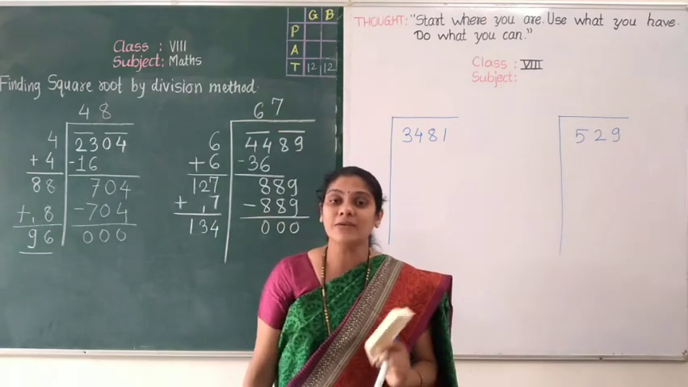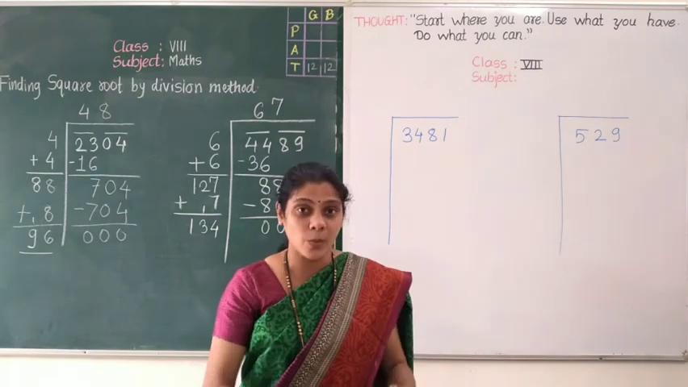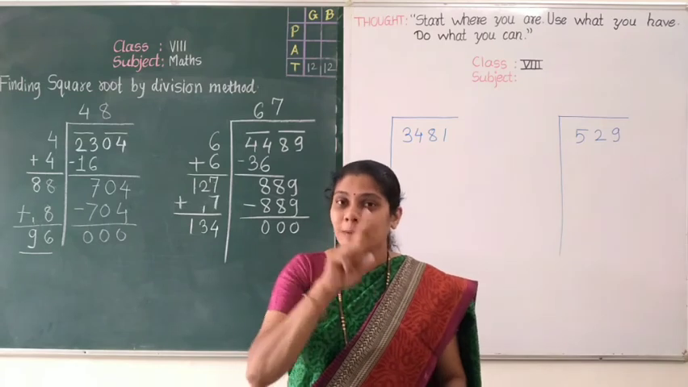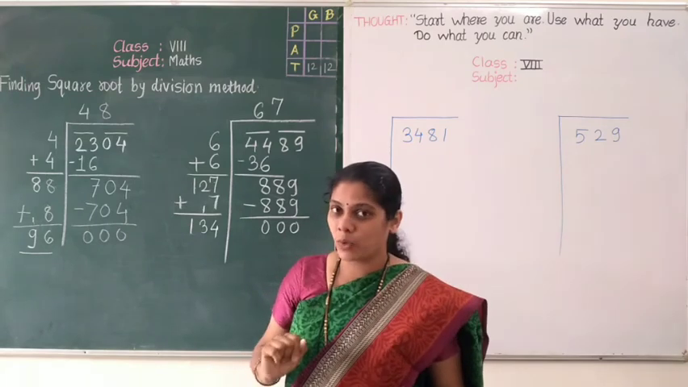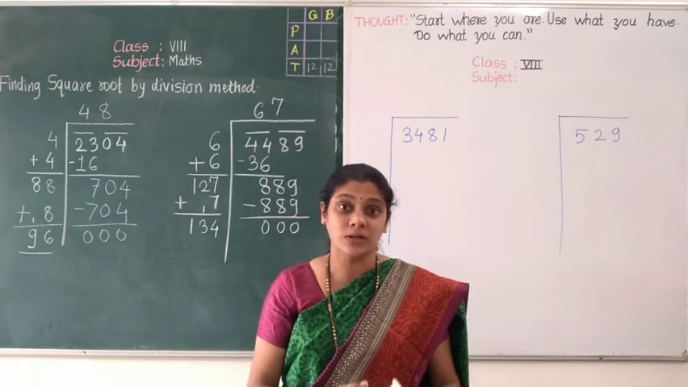Okay, so like that we can solve many examples where we have to find the square root by the division method. But one more thing is remaining here. What is it? That we have to write the final answer. So how can we write down the final answer?